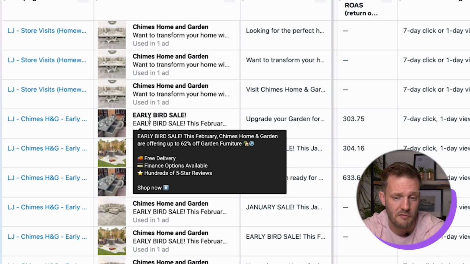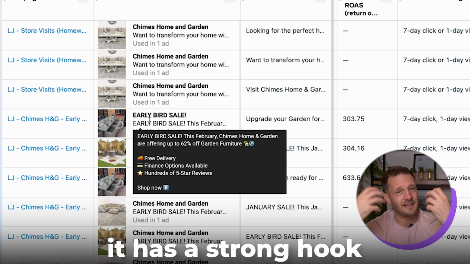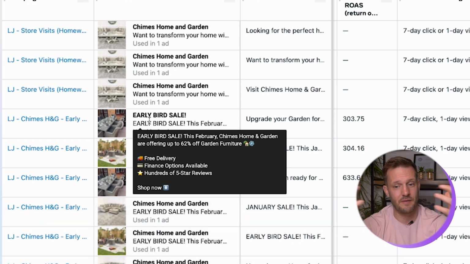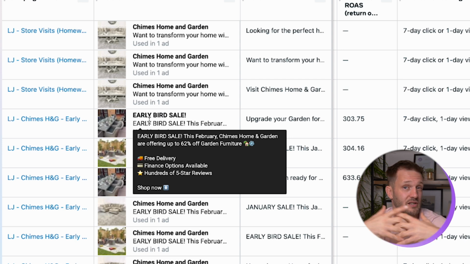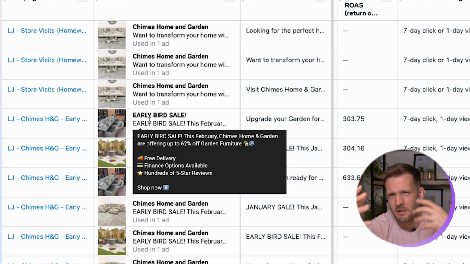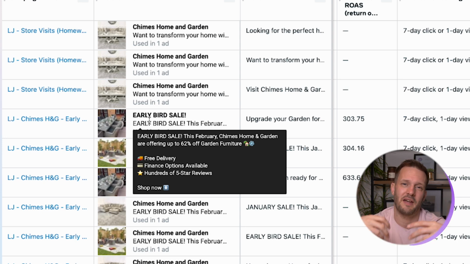Chimes Home and Garden are offering up to 62% off garden furniture, because it's got that strong hook and it's time limited. This February only, 62% off. This is a big thing for people. And then we address those problems that I mentioned earlier around people worry about additional costs, so we have free delivery. People worry about affordability because these items aren't cheap, so we explain that we have finance options available. And then they worry about trustworthiness and reliability, so we tell them that they've got hundreds of 5-star reviews.